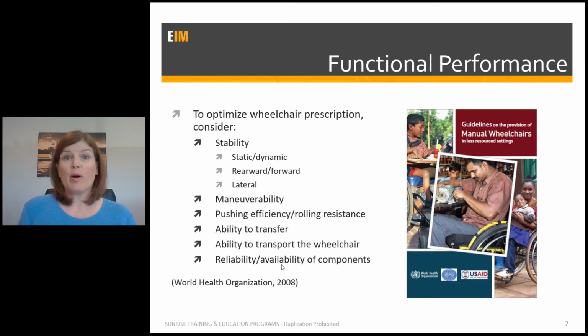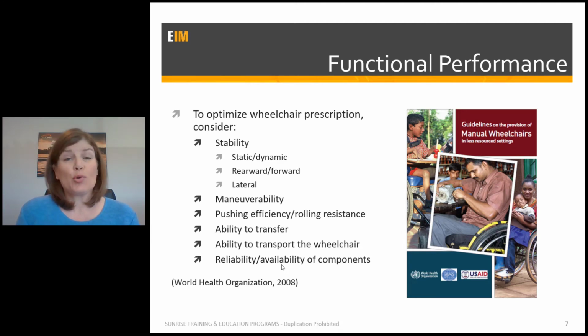So whether we're thinking about how that wheelchair maneuvers in different environments, in a small cramped environment, or whether the client is participating in a sport, for example, and needs to have greater maneuverability. We're thinking about the pushing efficiency or the rolling resistance of that wheelchair, and I'll spend some time talking a little bit more about that.